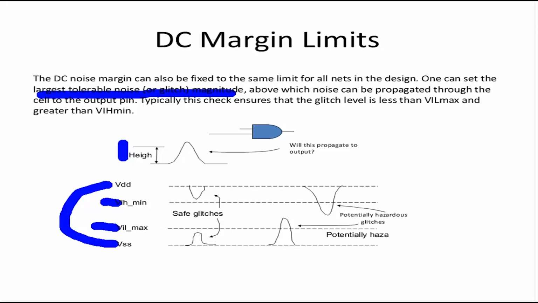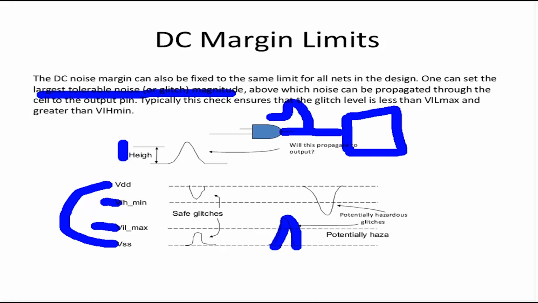But any glitch which is higher than this is potentially hazardous. Let's say this goes to a clock reset pin, and there's a noise of this kind, and this reset pin is active high. If the input is this, there will be a bump here, and this will cause the clock to reset. It's very, very dangerous, right? That's why PrimeTime will apply a filtering criteria based on the DC noise margin, and it will filter out all the noise which is below this margin.